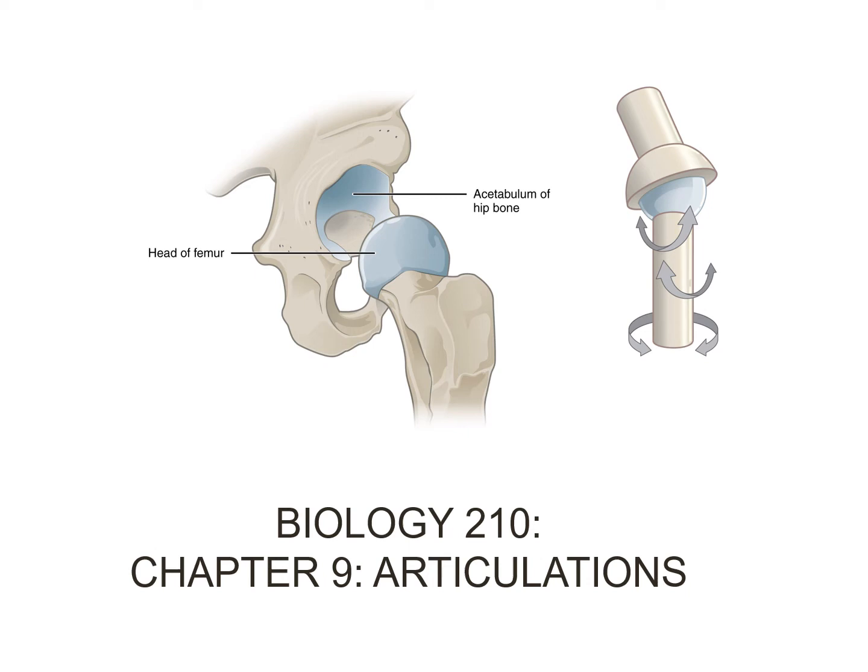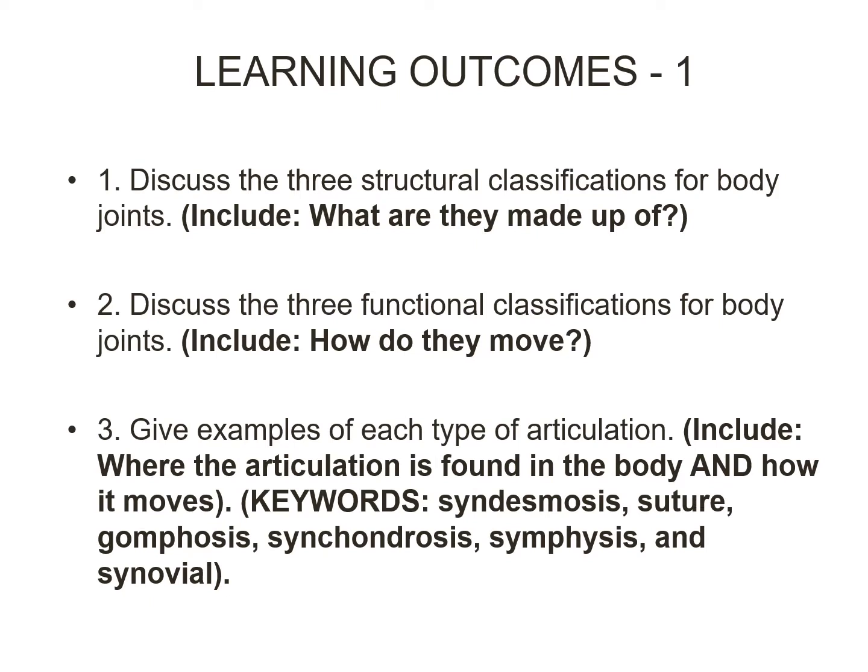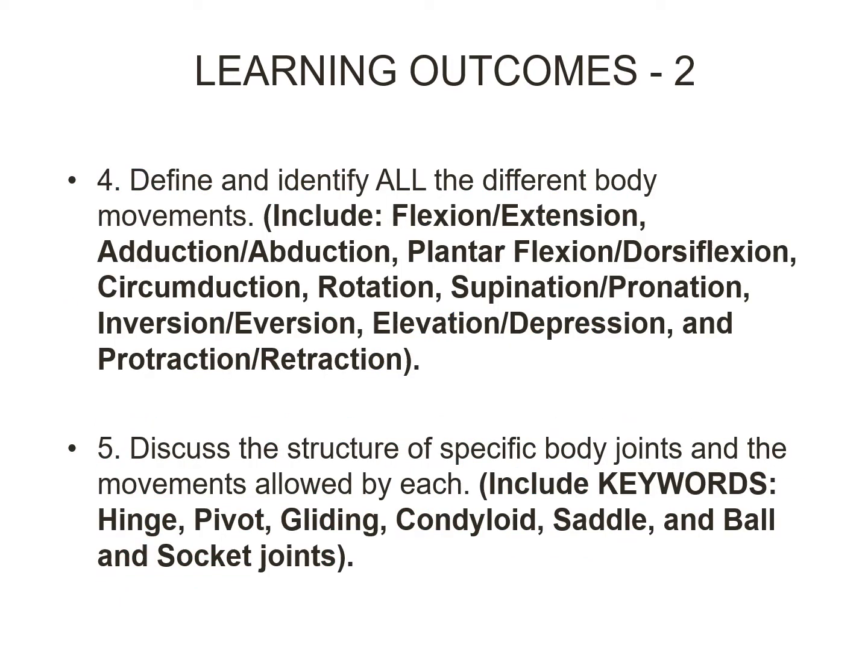All right, class, welcome to chapter 9. We're going to be talking about articulations or joints in this chapter. And as always, here are the learning outcomes at the beginning of the chapter. Make sure that you can understand these and talk about these before your exam. And one more page of learning outcomes.